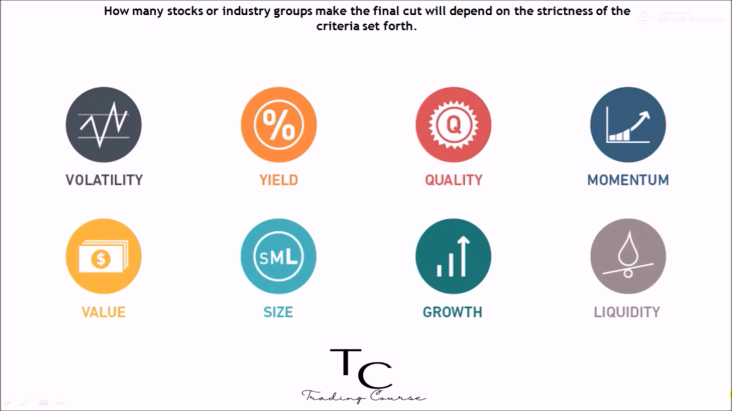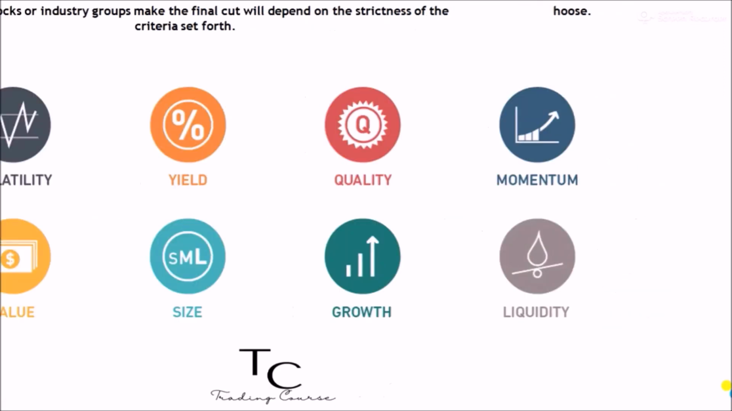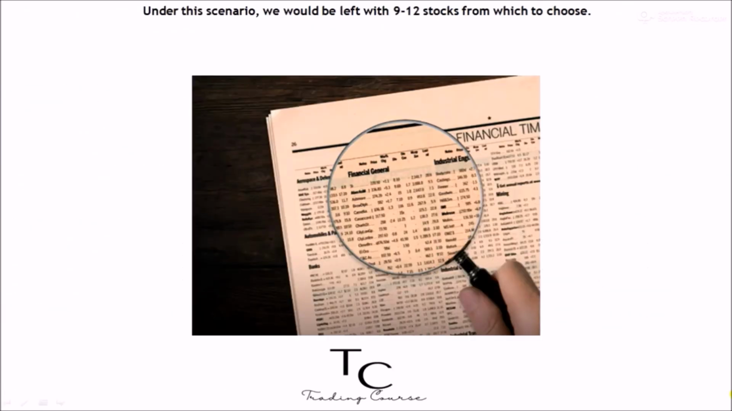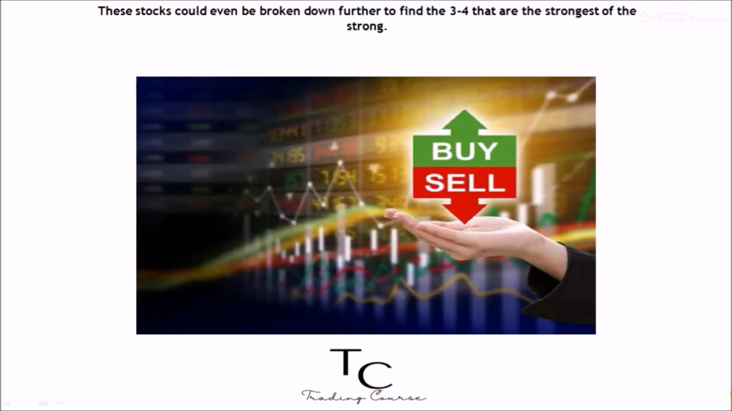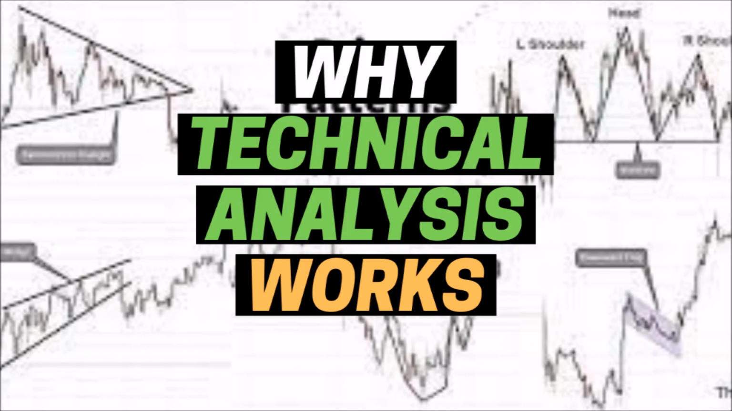How many stocks or industry groups make the final cut will depend on the strictness of the criteria set forth. Under this scenario, we would be left with 9 to 12 stocks from which to choose. These stocks could even be broken down further to find the 3 to 4 that are the strongest of the strong.